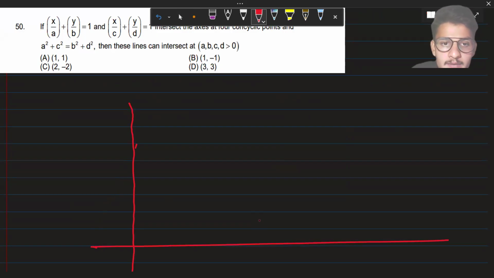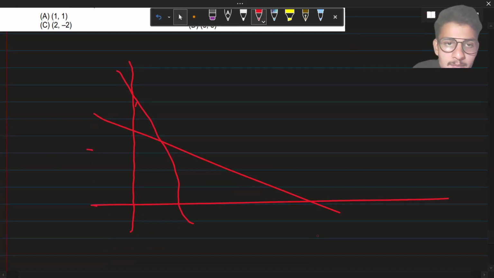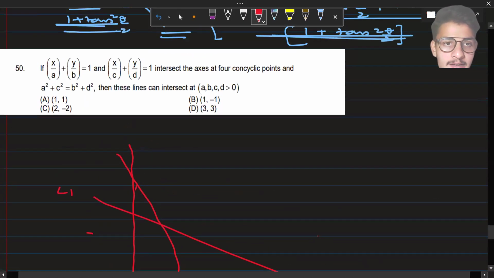There are two lines given. One is this and another is like this. Okay, it's not looking like a line, but it's a line. Both of them are lines. This is L1 and this is L2. L1 is intersecting at A and B.